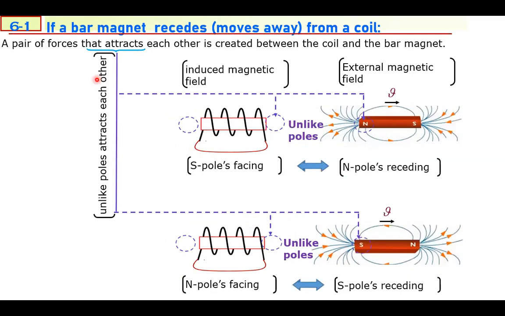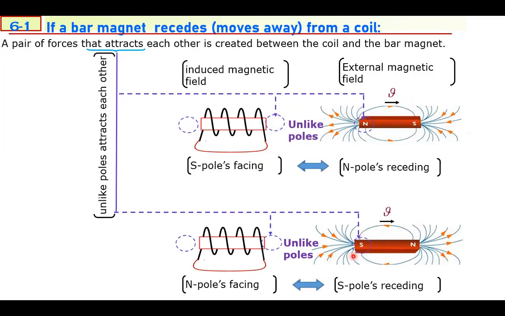But if a bar magnet recedes from the coil and moves away, in this case, a pair of forces that attract each other is created between the coil and bar magnet. As you see, V is to the left, so to the right this bar magnet is receding, moving away. In this case, the force between these two poles must be attractive. How? If this is N, that must be S. If this is S, the opposite far end must be N, unlike poles.